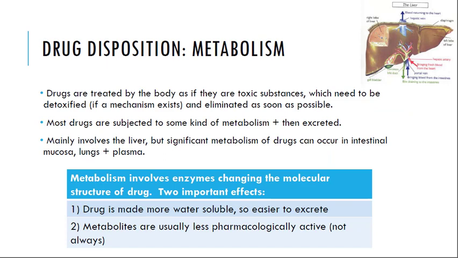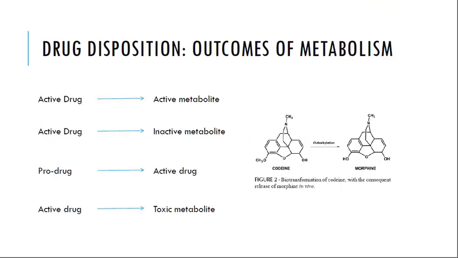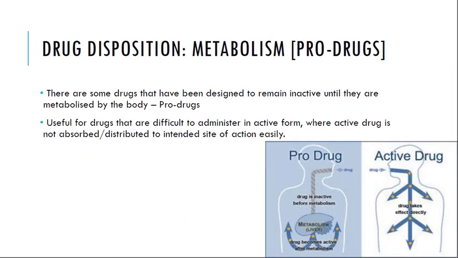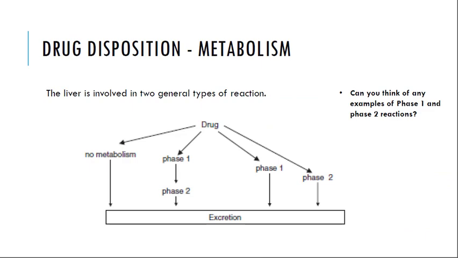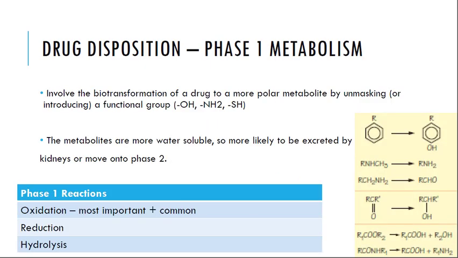Metabolism, phase 1, phase 2, some examples of phase 1 metabolic reactions. That will be enough. What are prodrugs? You may have to tell me in Assessment 1. Just what is meant by phase 1 and what is meant by phase 2 metabolism. That would be helpful.